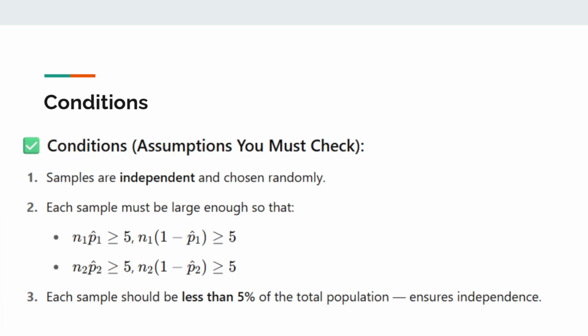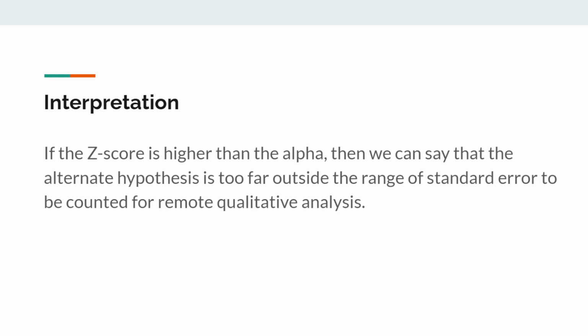So these are the conditions again: the sample size times the proportion must be greater than 5, so the expected values must be greater than 5. And of course the sample must be less than 5% of the population, so we don't sample without replacement. If the z-score is higher than the alpha, then we could say that the alternate hypothesis is too far outside the range of standard error. If it's too far outside, then we can assume that they're two different sample proportions deviating from the same population, or the same pooled proportion.